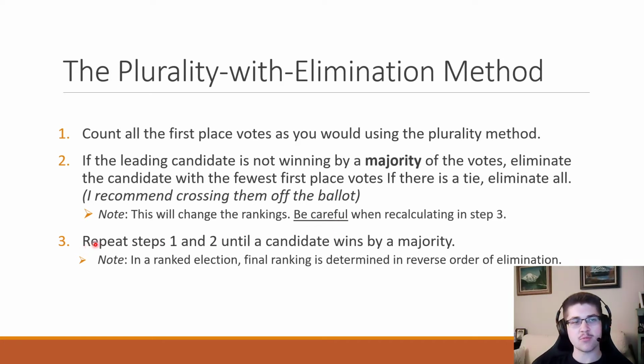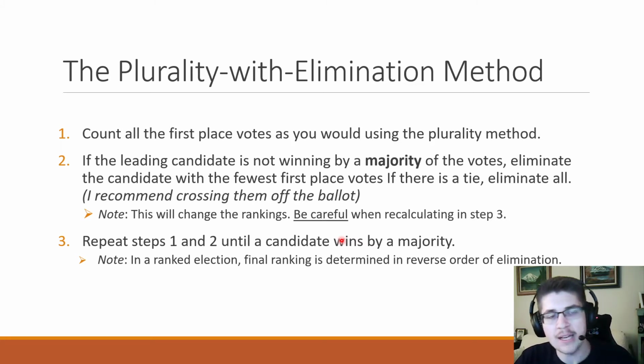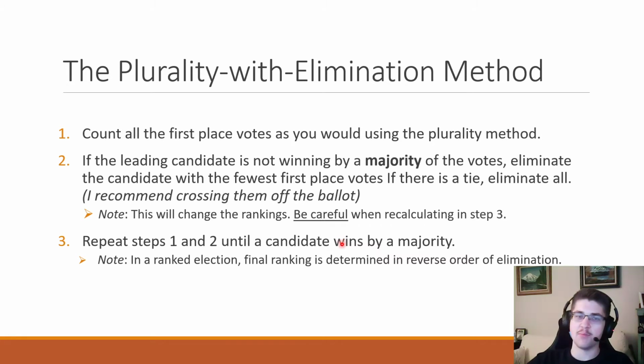Number 3 says, repeat steps 1 and 2 until a candidate wins by a majority. So we're going to eliminate the weak link and then recalculate, and see who's winning at this point. If someone still does not have a majority, eliminate the next slowest candidate, and keep eliminating people until one candidate has a majority of the votes. Obviously, eventually someone will win by a majority, because if you keep eliminating candidates, eventually you'll be left with two. Technically, it could come down to an exact tie, 50-50, with only two candidates remaining, and then you're stuck, and it would result in a tie.